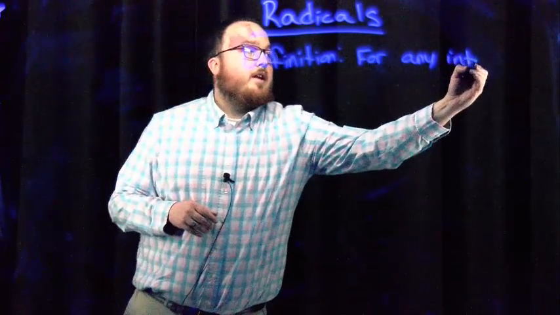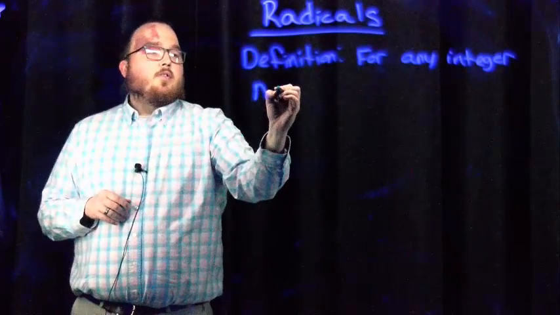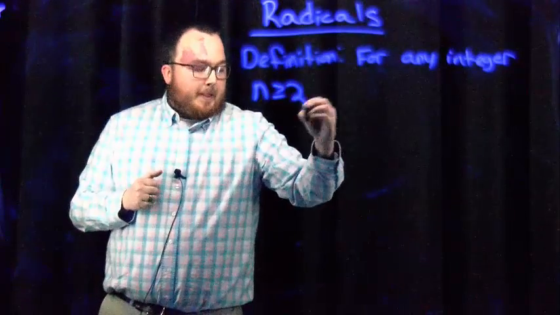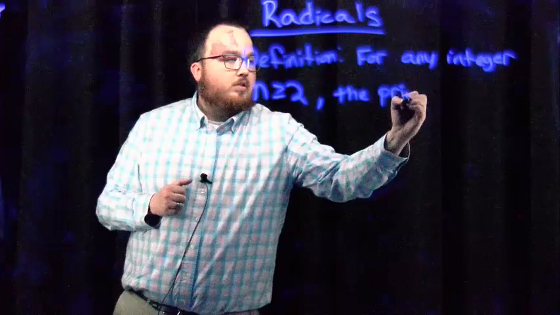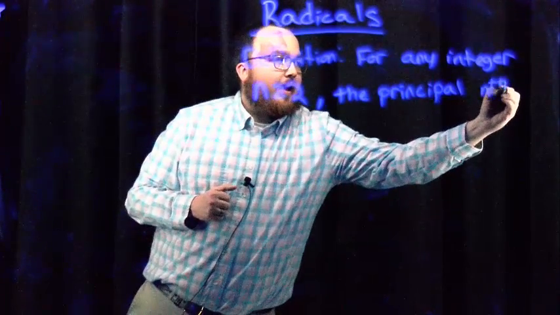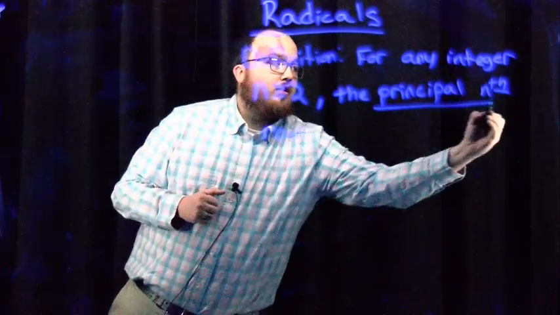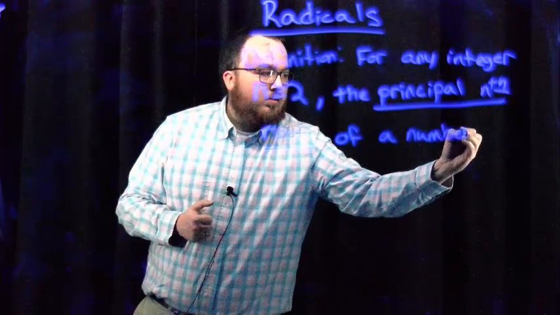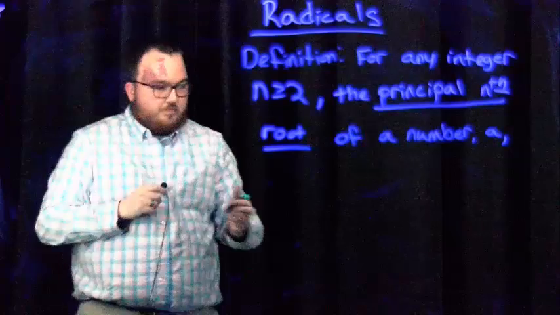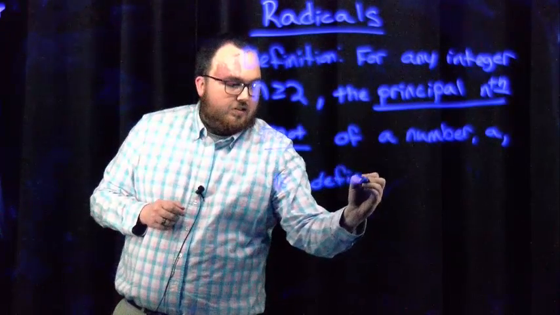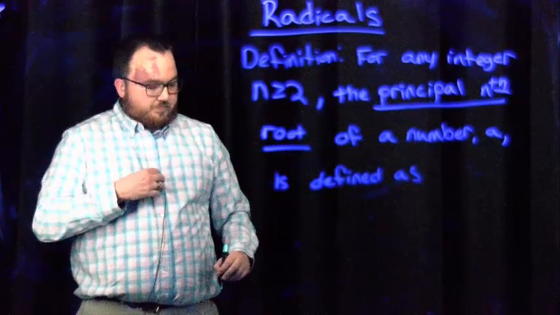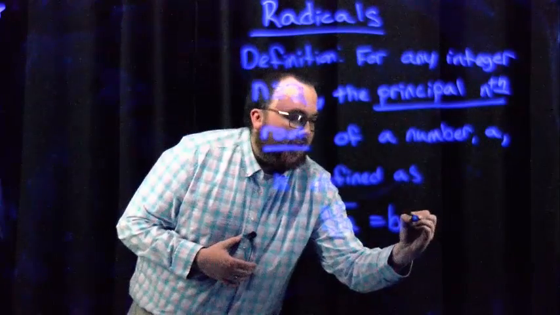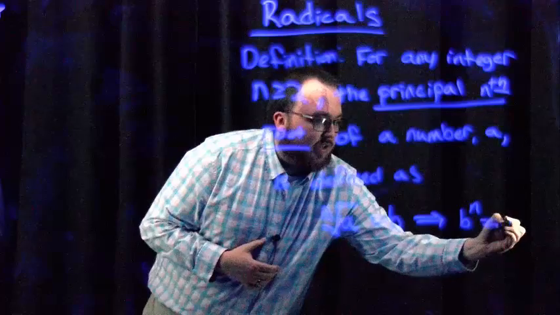For any integer n that is greater than or equal to 2, so that could be 2, 3, 4, 5, 6, all that kind of stuff, the principal nth root of a number a is defined as: the nth root of a is equal to b if b to the n is equal to a.